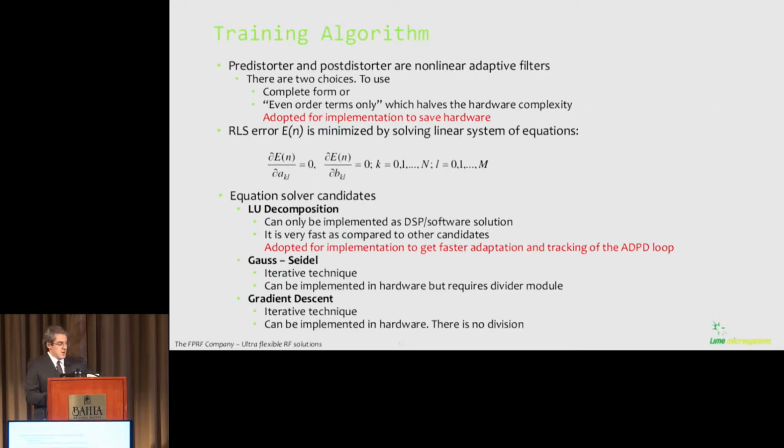So, as a summary, predistortor and postdistortor are nonlinear adaptive filters. Two choices are considered: to have the complete form or even order terms only, and we adopted even order terms only for implementation to save hardware and to make our implementation more power efficient.